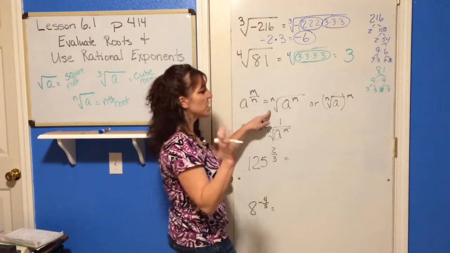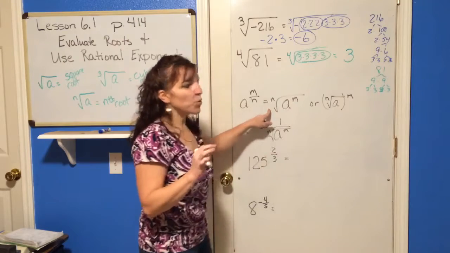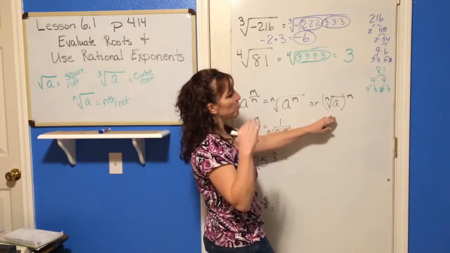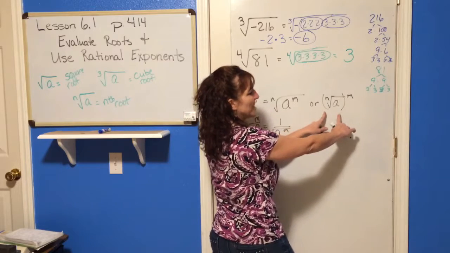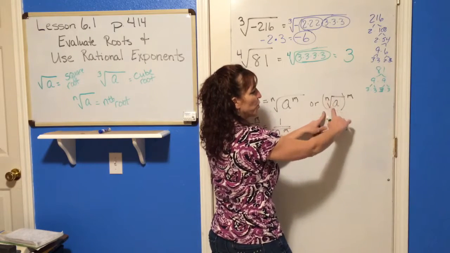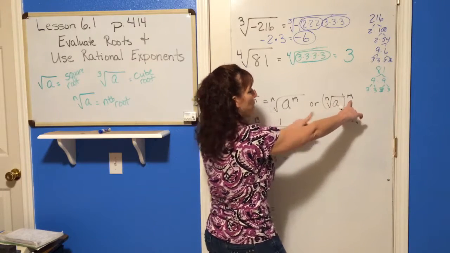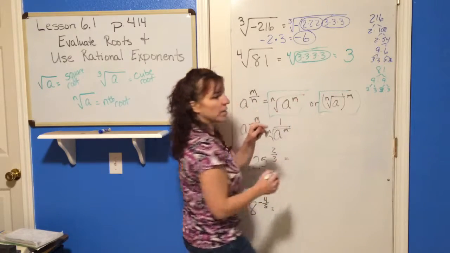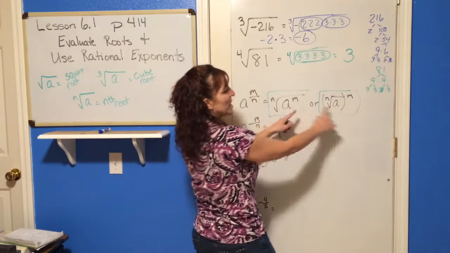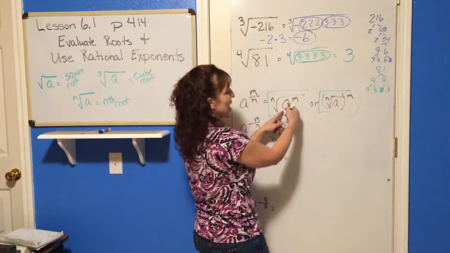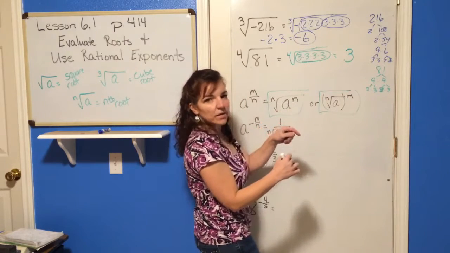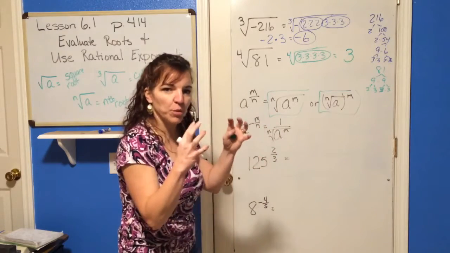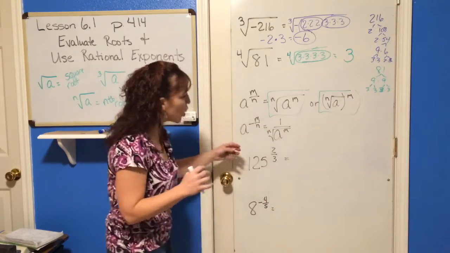Go ahead and put it in your notes. As I was looking through some of the assignment, your book will also show this like this: the nth root of a raised to the m power. These two mean exactly the same thing, because if you raise the whole thing, it's the same as if you just raise what's inside. So both of these are the same. Don't let that freak you out when they put parentheses around that.